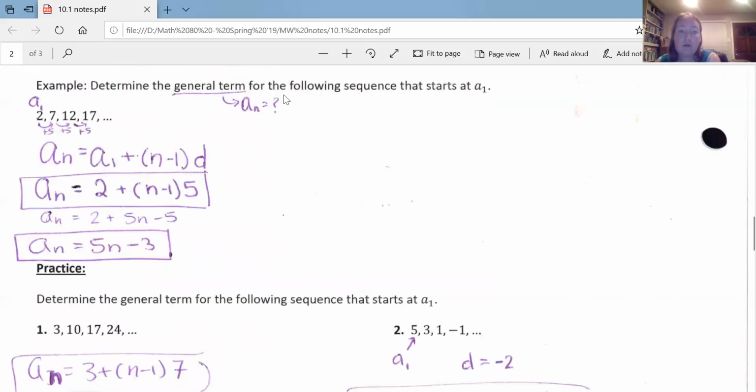Determine the general term. That means what is your a sub n? Basically, what's the equation so that you can put in any term, so it's generalized for any term. Find the common difference to find your d, and find your starting a sub 1. So a sub 1 is 2, your common difference is 5. Plug it in. You can leave it like this. You can also distribute and combine like terms and write it in this format.